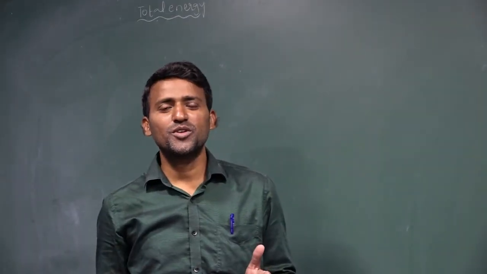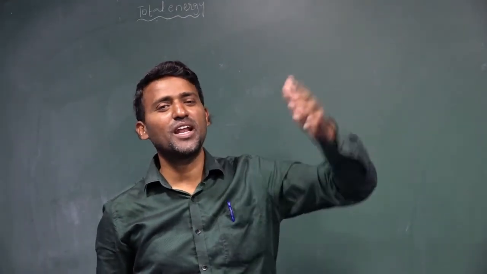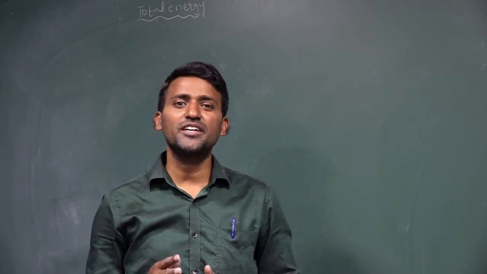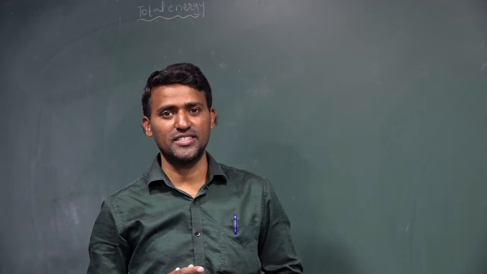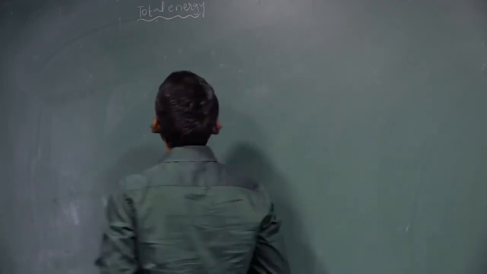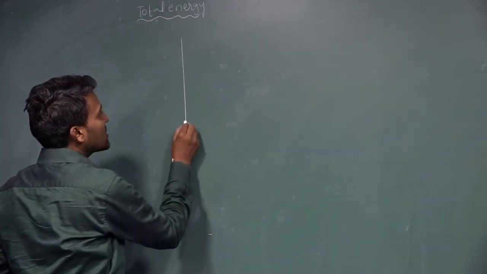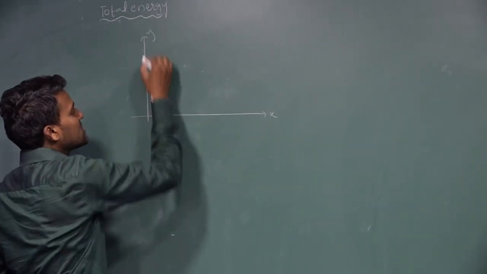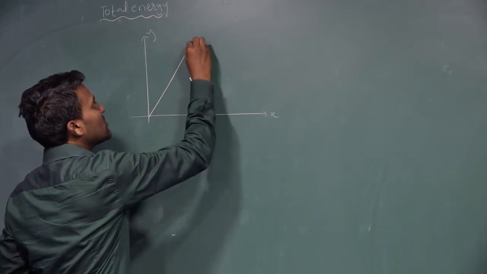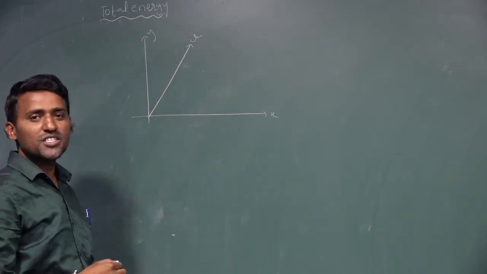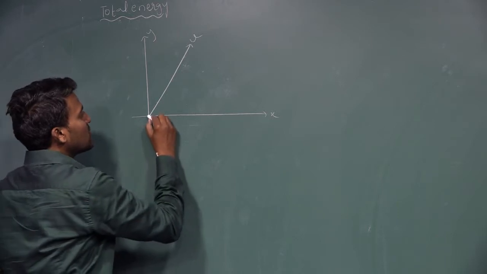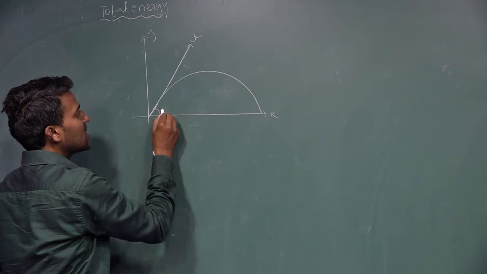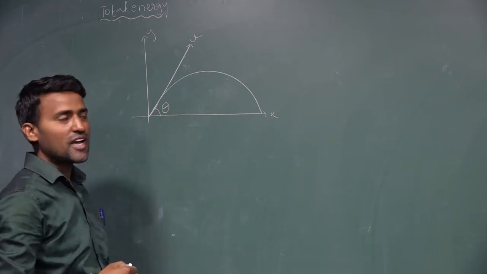When an object is projected upward with a velocity u, what are the kinetic energy, potential energy and total energy we have to calculate? See here, I am taking an oblique projectile on the x-axis, y-axis. An object is projected with a velocity u. The path of the projectile is a parabola, and the angle of projection is theta.